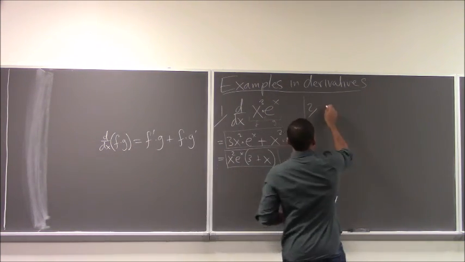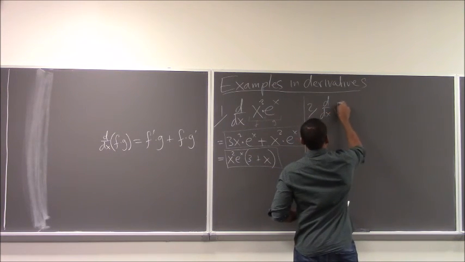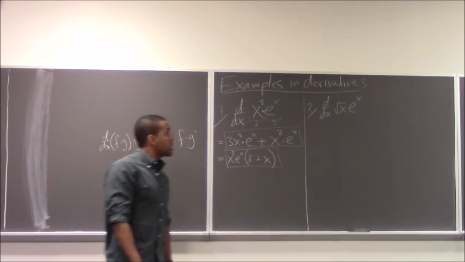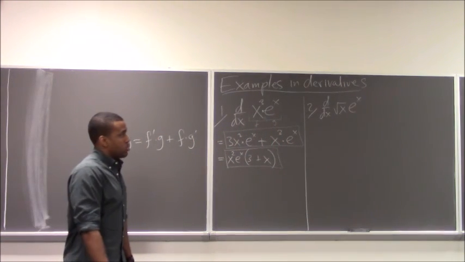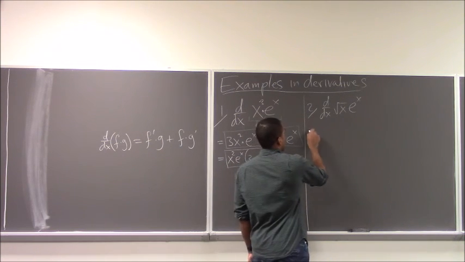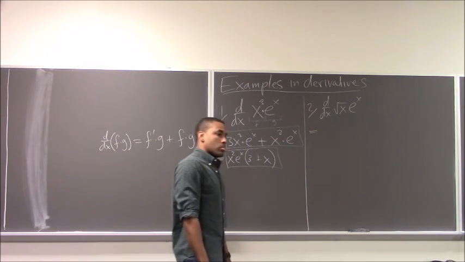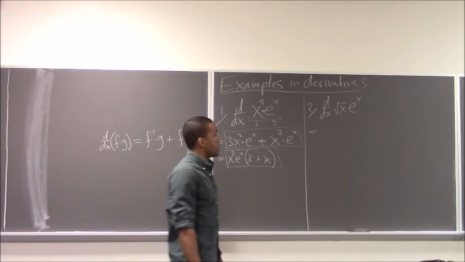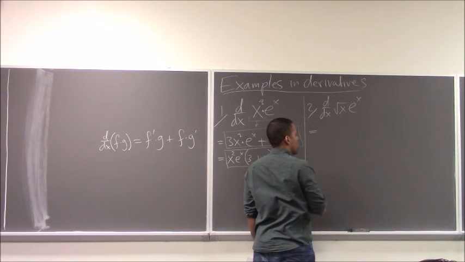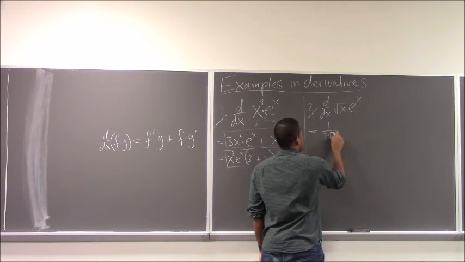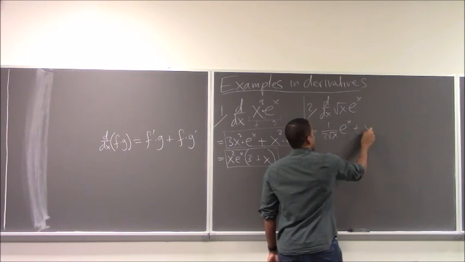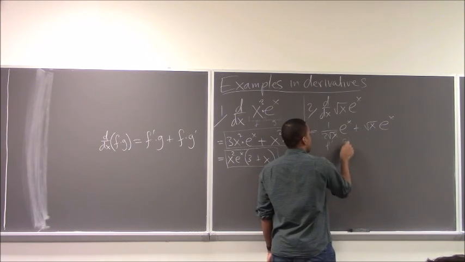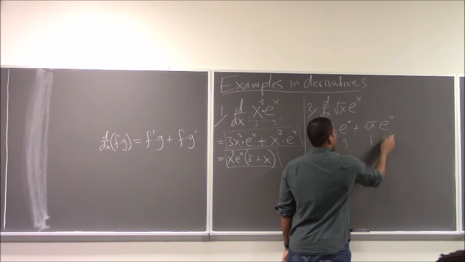2. How do you deal with that one? Same rule. How do we apply it here? The derivative of square root of x is 1 over 2 square root of x. Well, this we already know. So I can go 1 over 2 radical x times e to the x plus radical x times e to the x. So this is your f prime, this is your g, this is your f, this is your g prime.